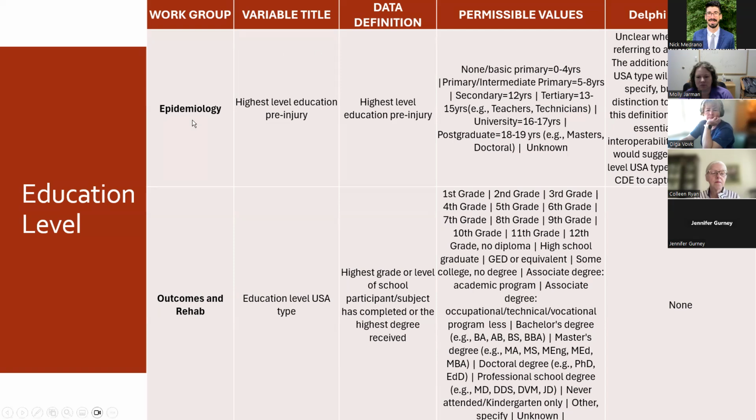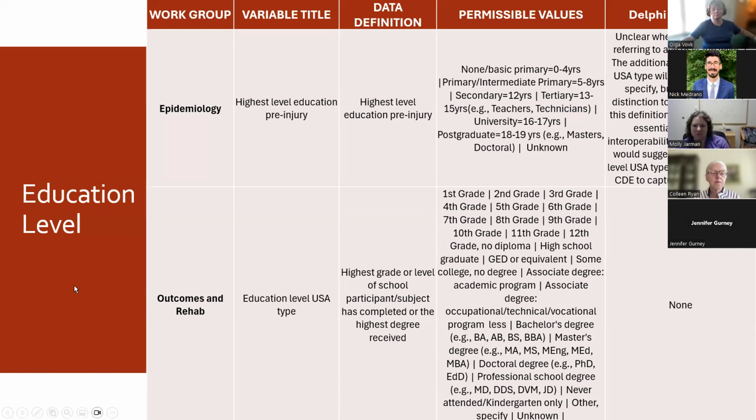So this top is what Epi selected. And below here, outcomes in rehab selected a different element with different permissible values. But you'll notice that this element doesn't have any time, before injury, after injury specifics. So kind of the recommendation is that something like this is adopted, and then we use that context type CDE I showed a couple slides back, and we pair it.